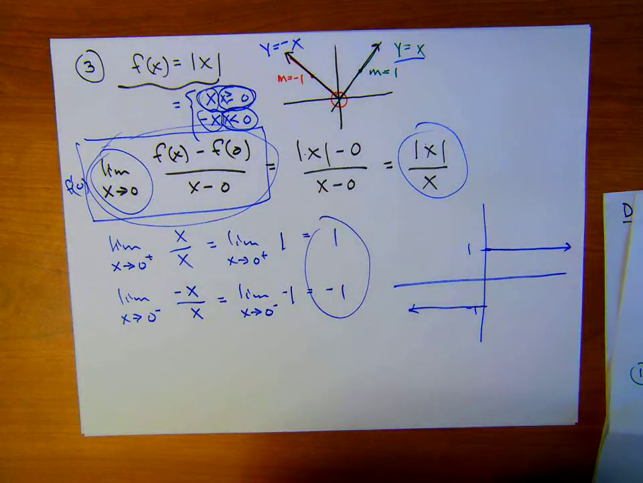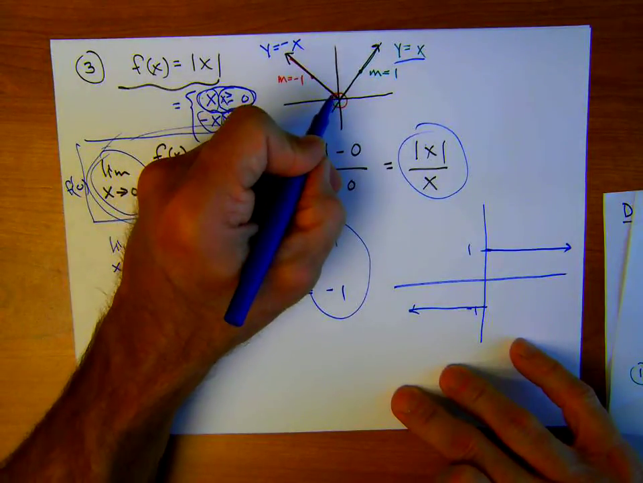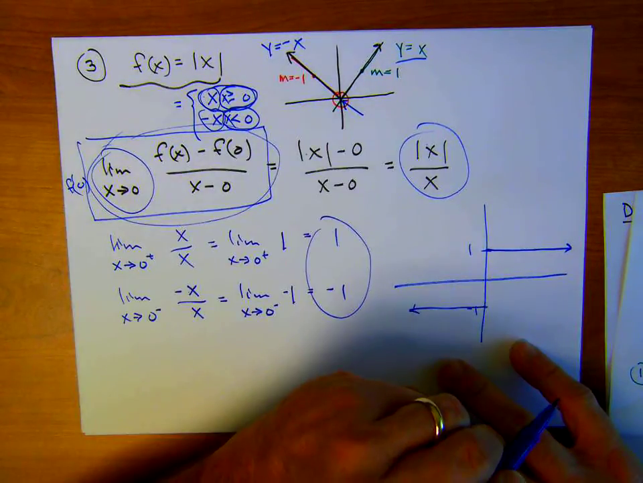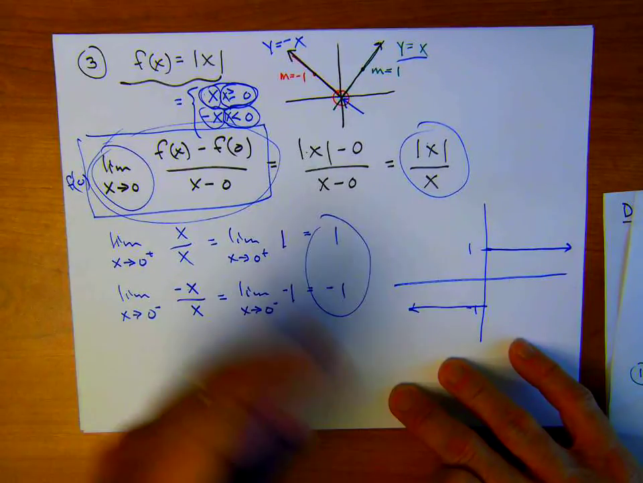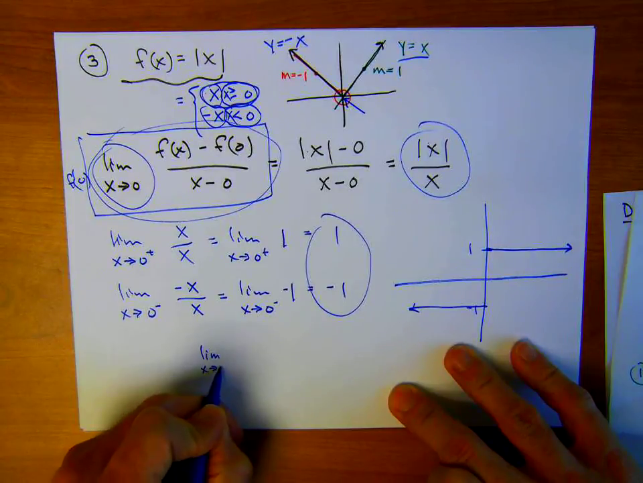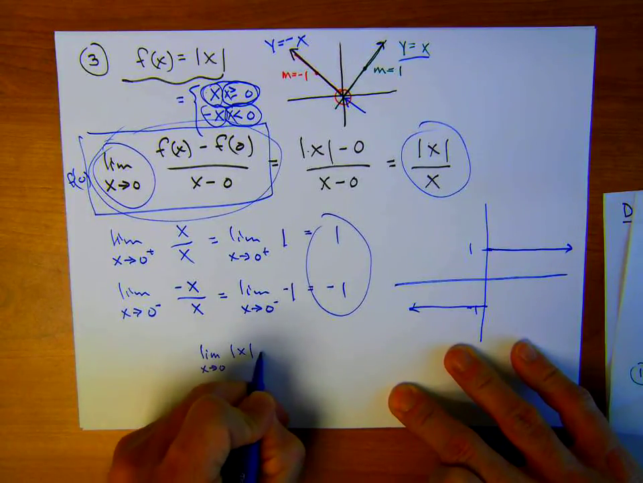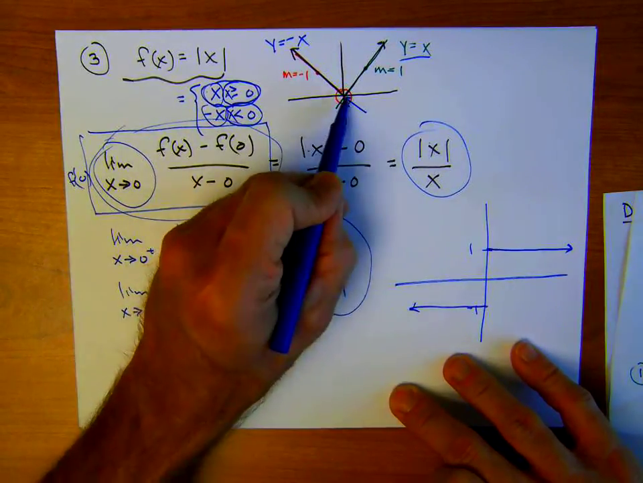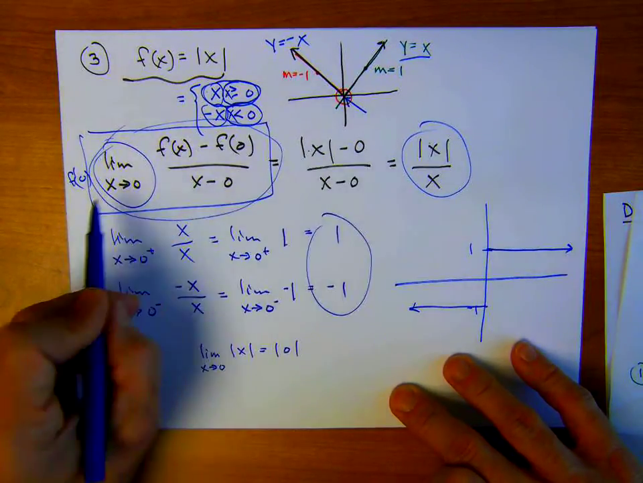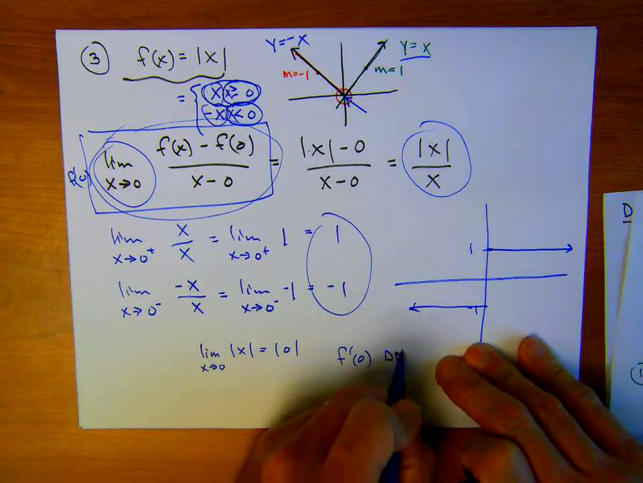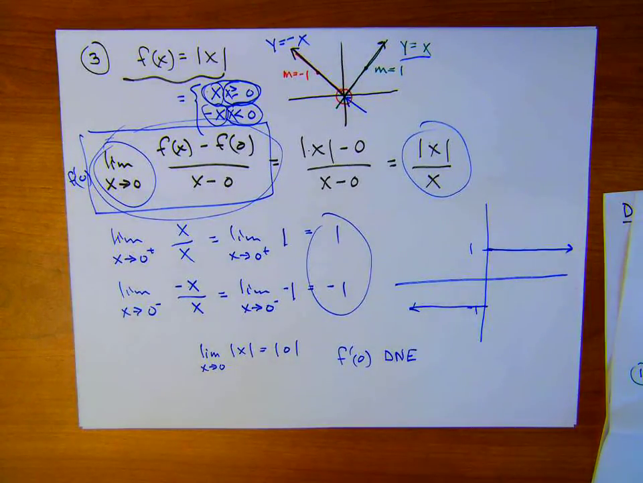Okay. Last thing I want to mention about this is that this is an example of a function that is continuous at 0, right? Because we've examined this, but the limit as x approaches 0 of the absolute value of x equals the absolute value of 0, right? That's the definition of continuity. So absolute value is continuous at 0, but it's not differentiable. F prime of 0 does not exist.